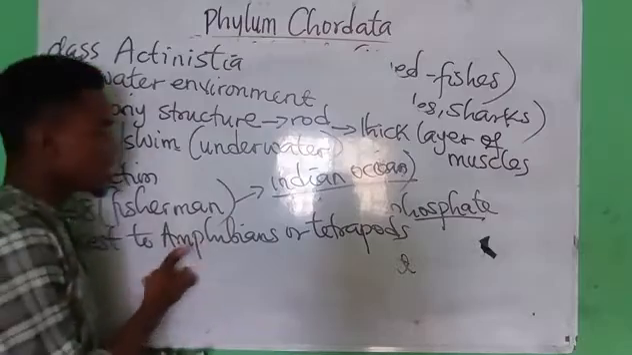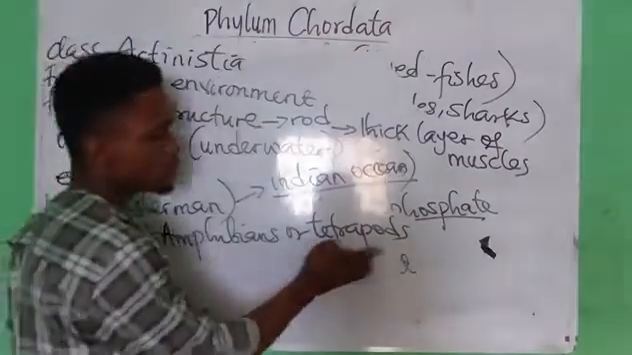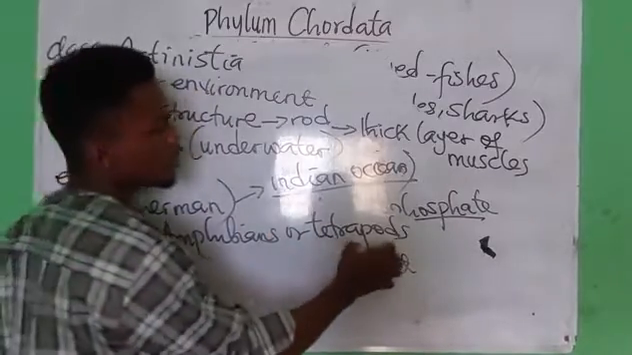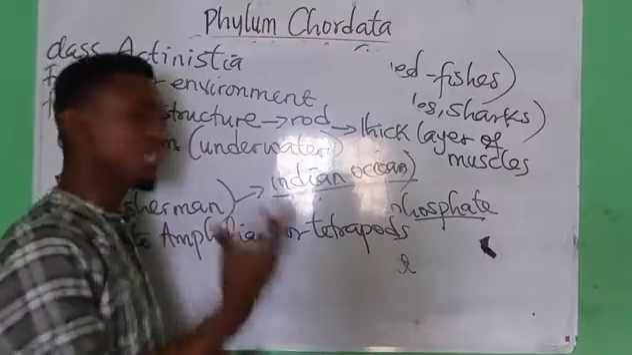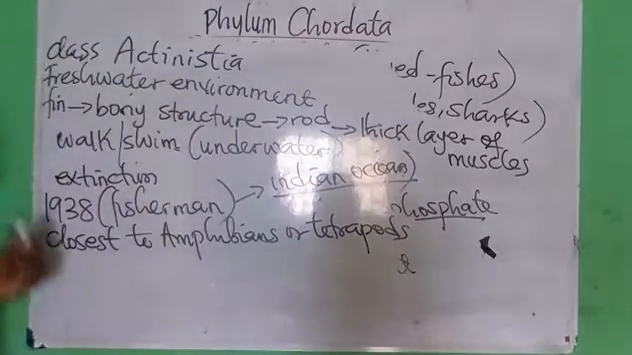The word tetrapods means what? Four walking. Tetra means four, pod is like saying leg. Four limbs, four legs for what? Walking. So that is for that.